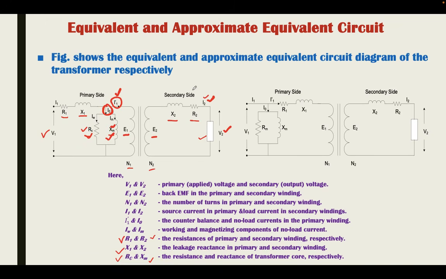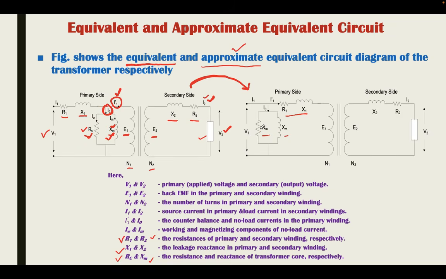This equivalent circuit diagram can be replaced with an approximate equivalent. Here, there are two representations of a transformer: one is the equivalent, and another is the approximate equivalent. In the equivalent circuit, the primary winding parameters are represented in series with the parallel combination of the core parameters, whereas in the approximate equivalent circuit diagram, the primary winding parameters are represented after the parallel combination of the core parameters. This is the major difference between the two.